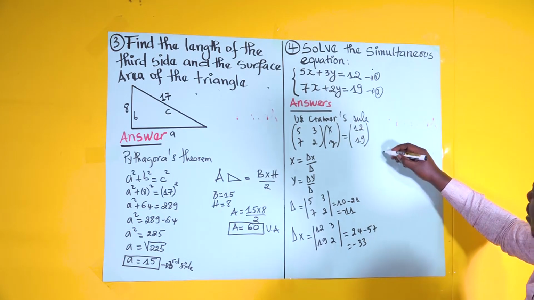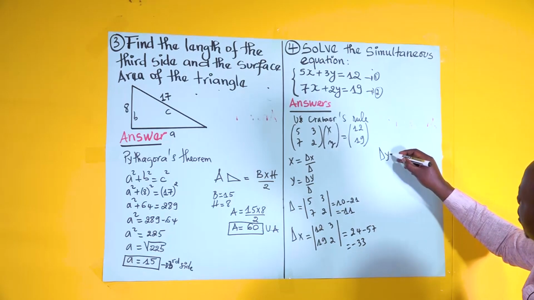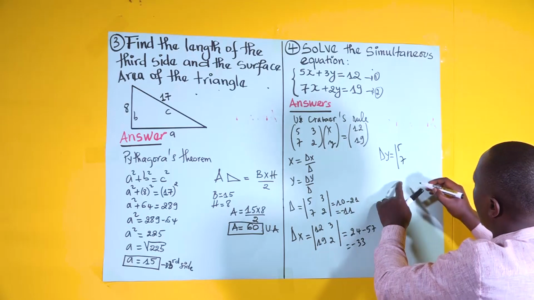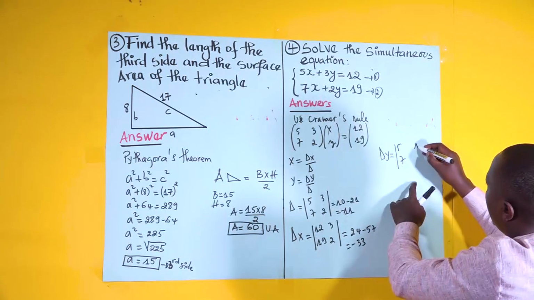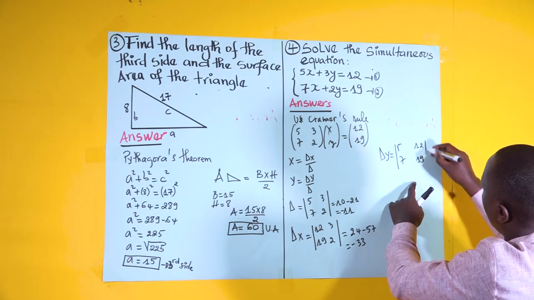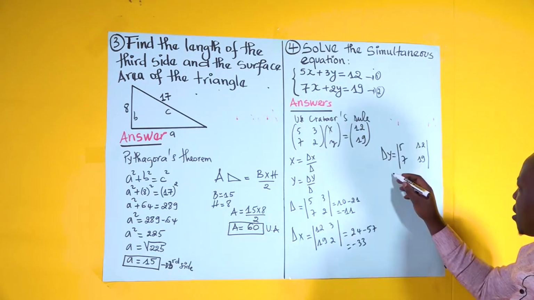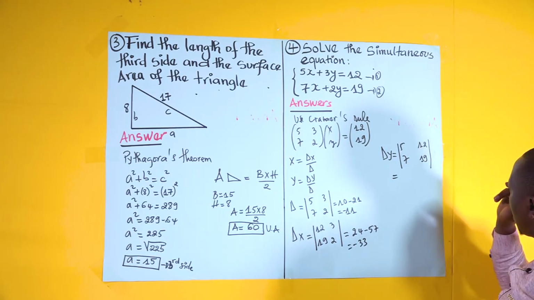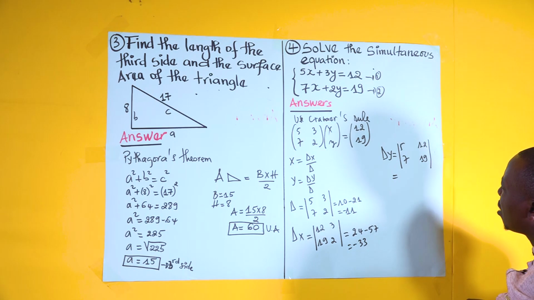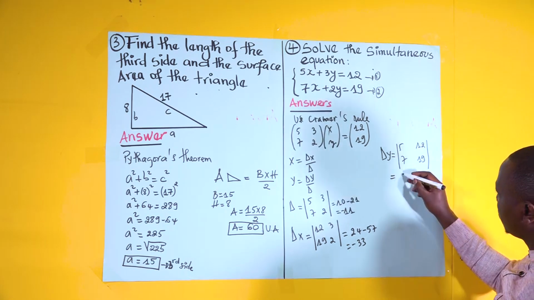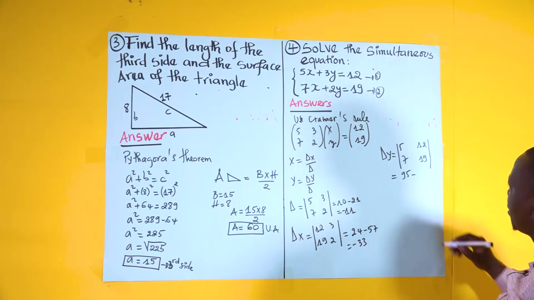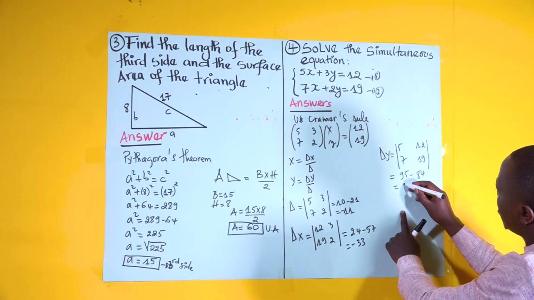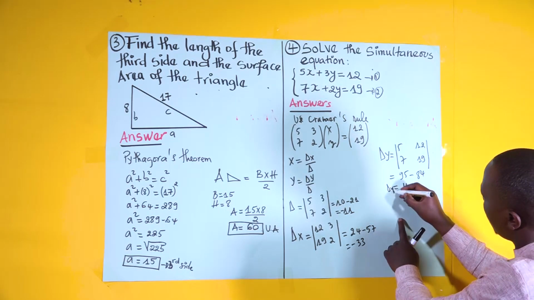Let us find dy, the determinant for y. For the determinant for y, we take the coefficients for x, which are 5 and 7, and then we take 12 and 19 in terms of y. So what is the answer here? 95 minus 84. So how much is this? This is 11. The determinant for y equals 11.